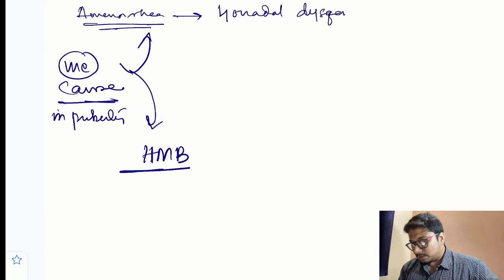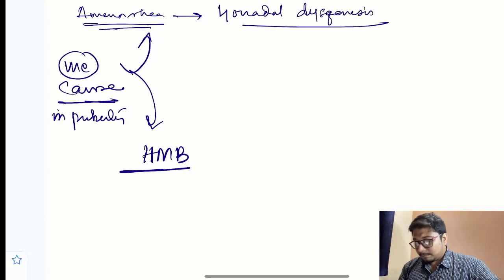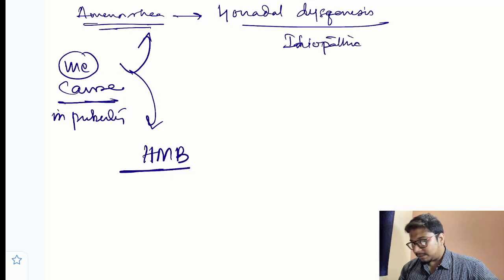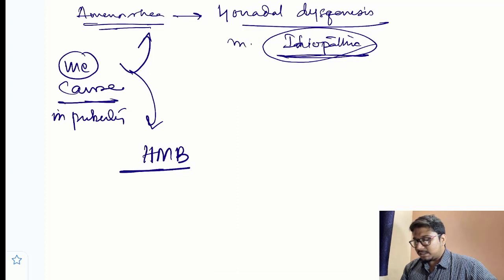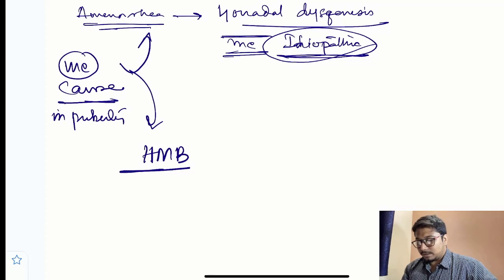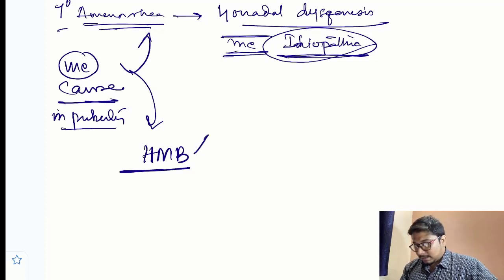Most common reason is gonadal dysgenesis, and remember, gonadal dysgenesis in most cases is idiopathic. There are certain genetic abnormalities which are associated with gonadal dysgenesis, but pure gonadal dysgenesis is mostly idiopathic, right? And pure gonadal dysgenesis is definitely the most common cause of primary amenorrhea. So for a pubertal girl who comes with primary amenorrhea, the most common cause is this. On the other hand, for HMB, the most common cause is an anovulatory cycle.